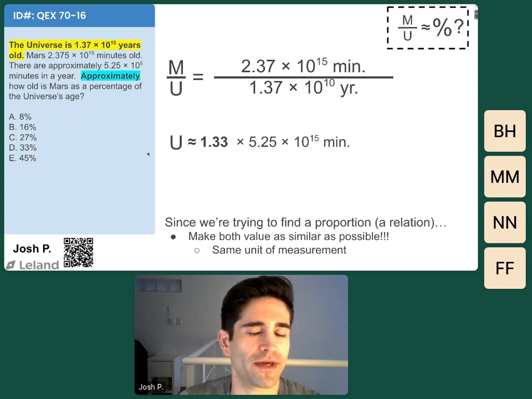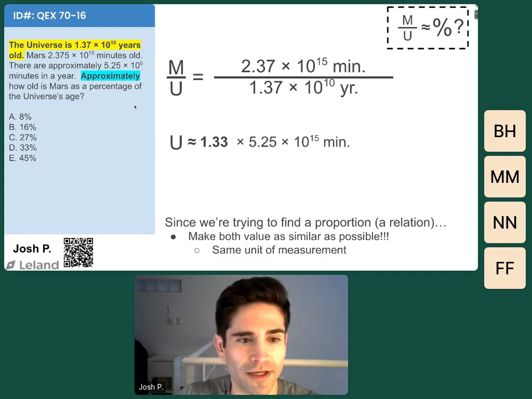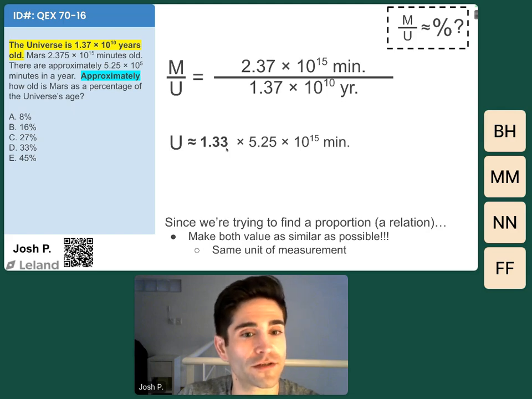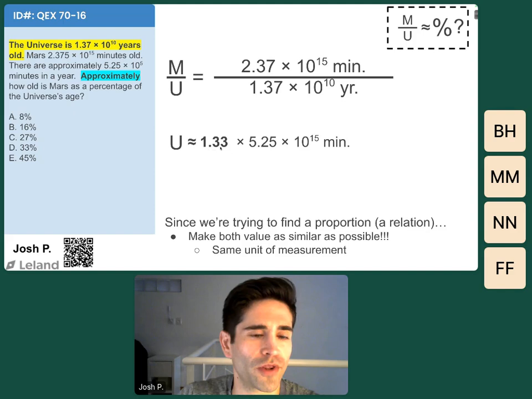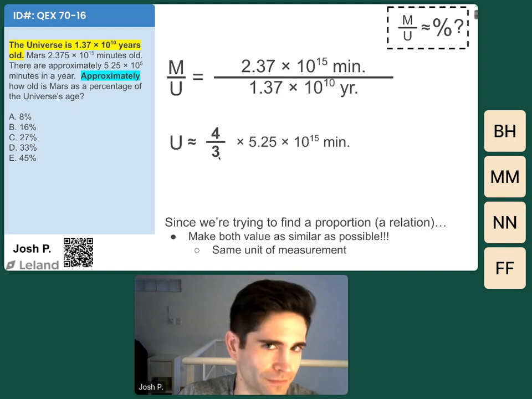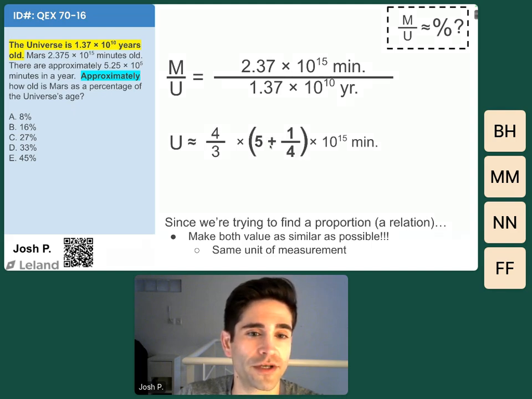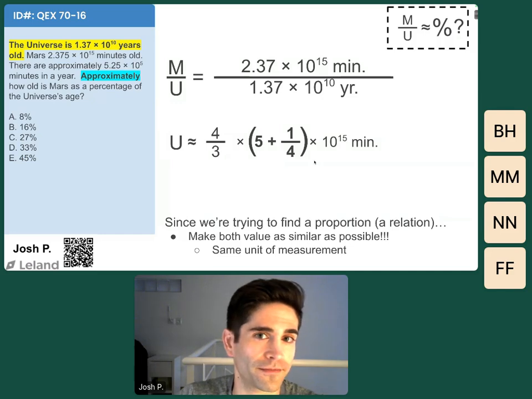Now, to make our lives easier, let's approximate 1.37 to 1.33. The reason why I do this is because using fractions for these operations makes our lives a lot easier given the fact that we don't have a calculator. So 1.33 is essentially 4/3. Great. And let's use the same logic for 5.25. 5.25 is essentially 5 plus 1/4, because 0.25 is 1/4.